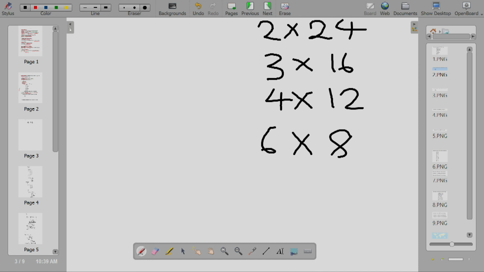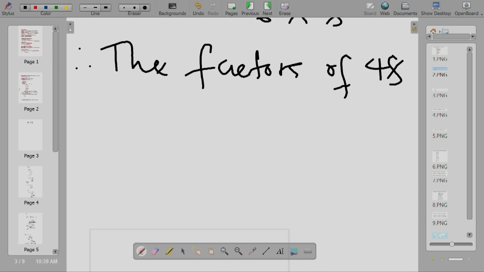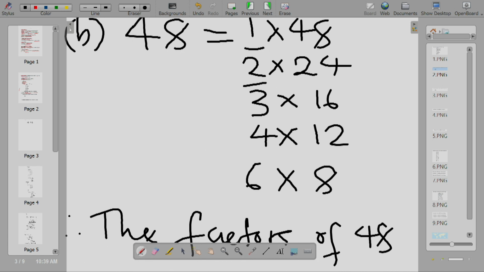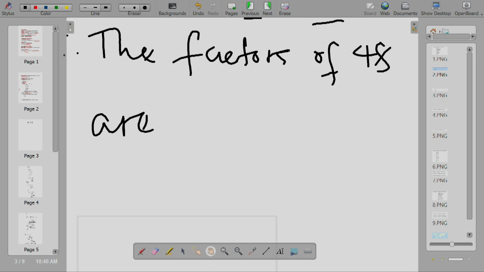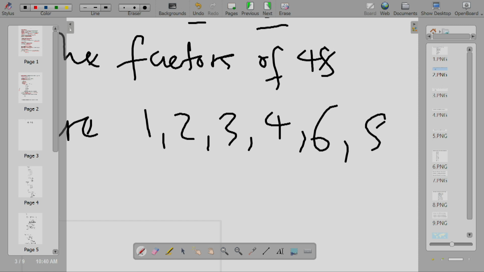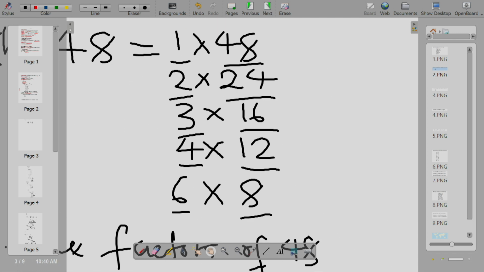So the factors of 48 are 1, 2, 3, 4, 6, 8, 12, 16, 24, and 48. So these are the factors of number 48.